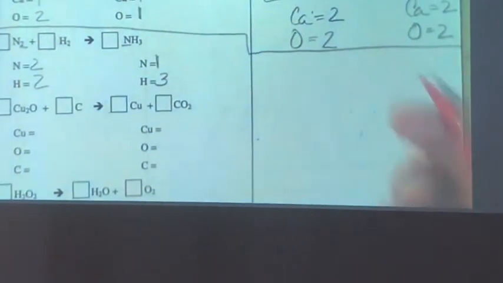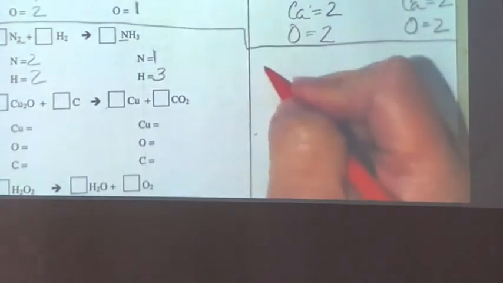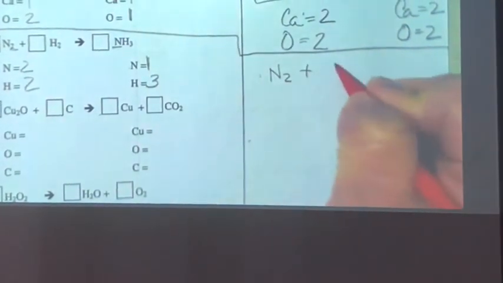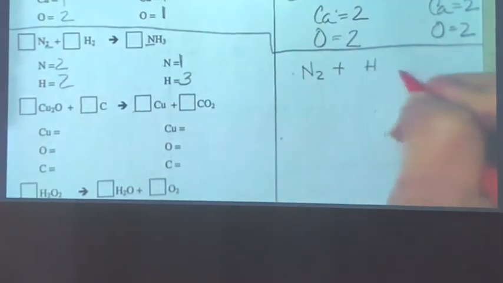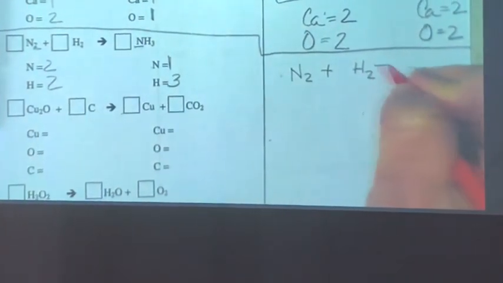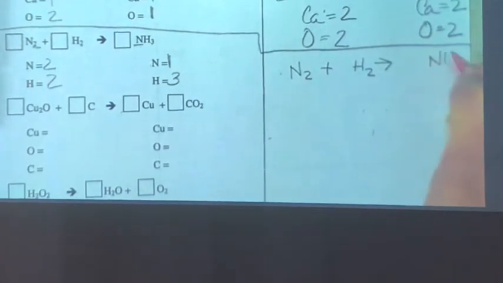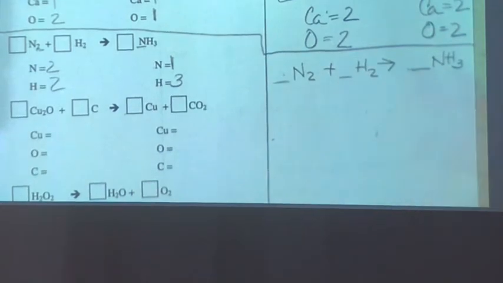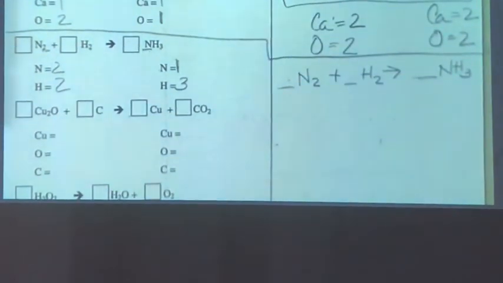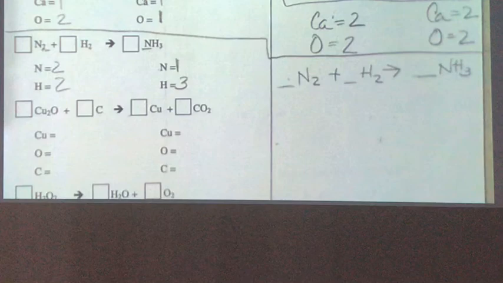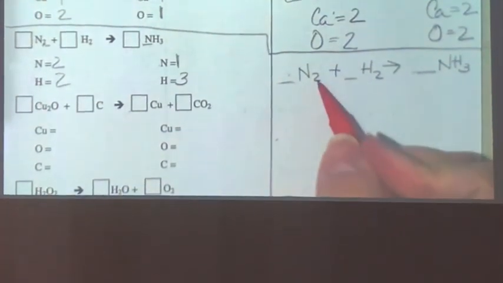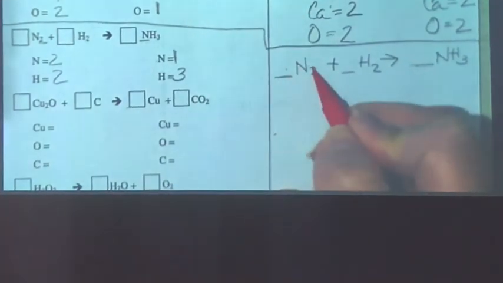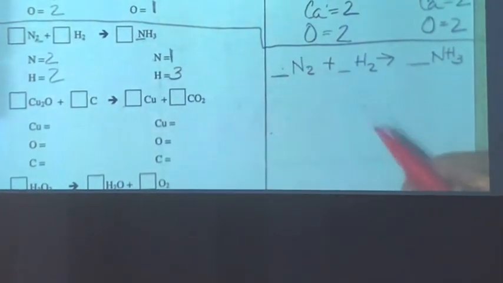Okay? So let's again rewrite our equation. N2 plus H2 yields NH3. Okay, and we know we've got those blanks in front of them that we can fill up with coefficients. Now, what we have to remember when we get on this end of it, when we have a coefficient, whatever we put in front, we're going to multiply by the coefficient to get our number of elements. Okay.